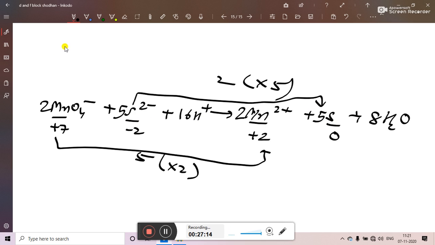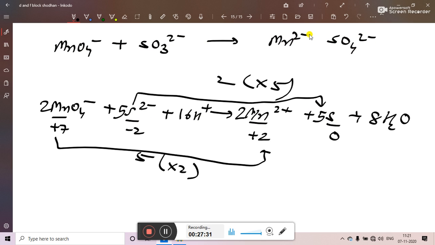Then in acidic medium, permanganate ion converts sulfite ion into sulfate ion. So permanganate ion oxidizes sulfite ion into sulfate ion in acidic medium. That means Mn will get converted into Mn2 plus. So here we will see that oxidation number of Mn is plus 7. Here oxidation number of Mn is plus 2. Here oxidation number of sulfur is plus 4. And here oxidation number of sulfur is plus 6.